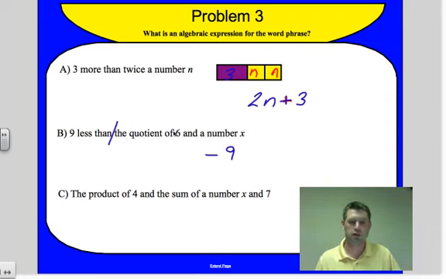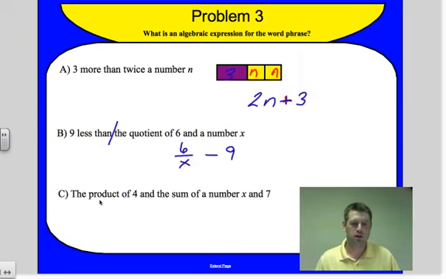Okay, the quotient, which again is division, so quotient is division, is going to be 6 and a number x. So actually, since 6 came first, and a number x, that's on the bottom. Okay, so it should go in order. We don't want to put x over 6, it's 6 over x, and then minus 9.